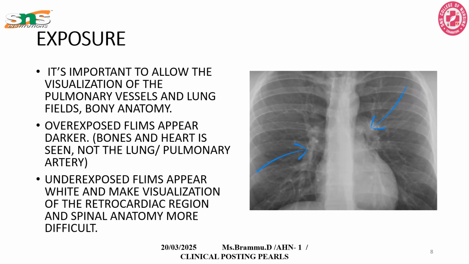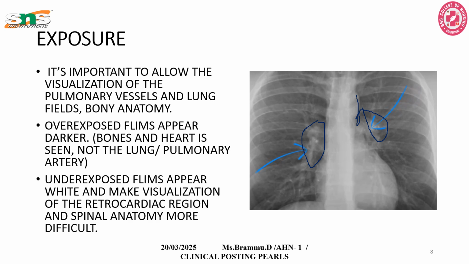Exposure is mostly important to allow visualization of the pulmonary vessels. Here I have marked the blue one, where you can see the pulmonary fields as well as the pulmonary knuckles, the aortic knuckle and the aortic window. So all details you can see in a good exposure. Here the pulmonary vessels, the lung fields and the bone anatomy can also be easily visualized through this chest X-ray.